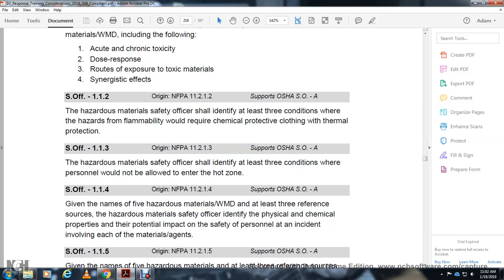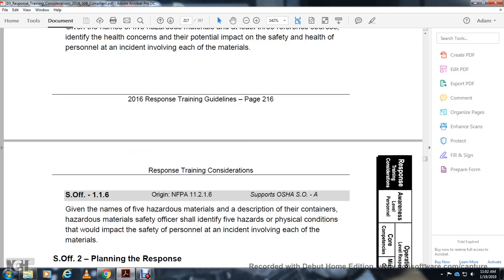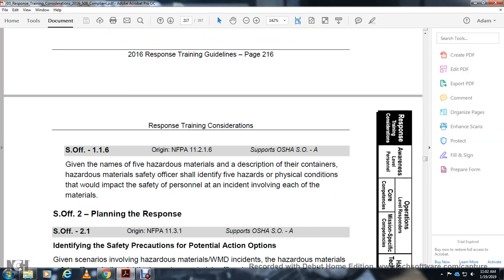The hazmat safety officer identifies the physical and chemical properties and the potential impact on the safety of the personnel involving each of the material agents. Give the name of the hazardous material with at least 3 reference sources. Identify the health concerns and the potential impact on the safety and health of the personnel involving each of the materials. Give the names of 5 hazardous materials. The description of these contains the hazardous material. The safety officer shall identify 5 hazardous physical conditions that shall impact the safety of the personnel involving each of the materials.